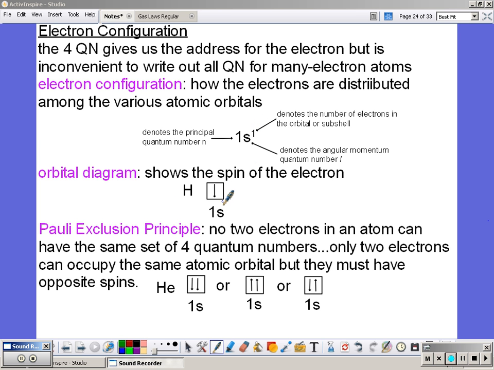So again, we have the principal quantum number, the angular momentum quantum number, and then the box or just a line could represent the magnetic quantum number, and then you have the arrow to show the electron. An arrow down would be one type of spin and an arrow up would be another type of spin.